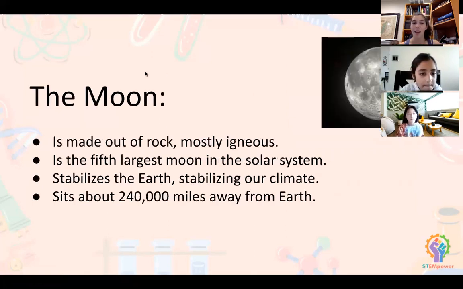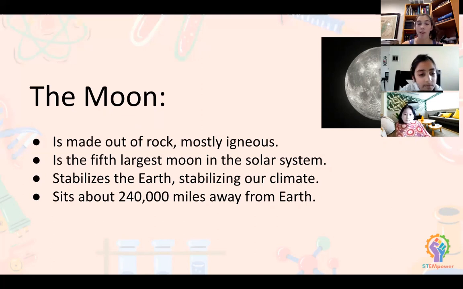So the moon is made out of rock. It's mostly igneous. It's the 5th largest moon in the whole solar system, which is crazy because when we think about Earth, we think it's so large. And then we're not actually the biggest planet in our solar system. It stabilizes the Earth and our climate.